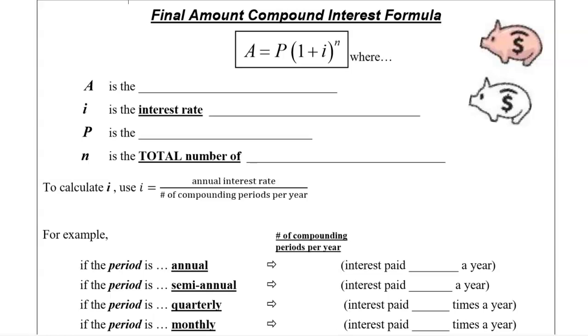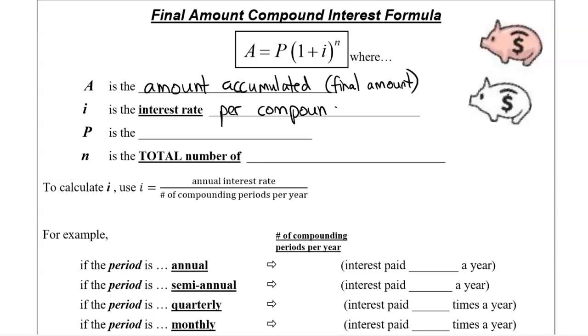So let's look at the equation that we use and some of the variables. The equation is A equals P times (1 plus i) to the n, where A is the amount accumulated, or the future value that it amounts out to be after some time. So future value, final amount, anything like that. It's the amount accumulated. i is the interest rate per compounding period. It's per compounding period. So if you have 4 compounding periods in a year, you have to divide the interest rate by 4. P is the principal value.